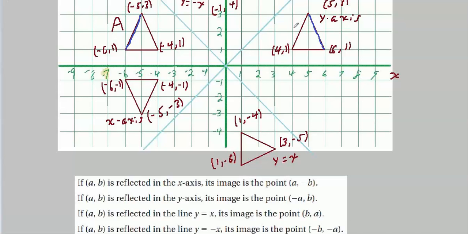And it's not quite that simple when we reflect about other lines. For instance, the line y equals x. And I just about ran out of grid room here. What's our rule? For the line y equals x, we just reverse a and b. So minus 4, 1 becomes 1, minus 4. That's right here. Minus 5, 3 becomes 3, minus 5. That's right here. And minus 6, 1 becomes 1, minus 6, and that's down here just off the grid.